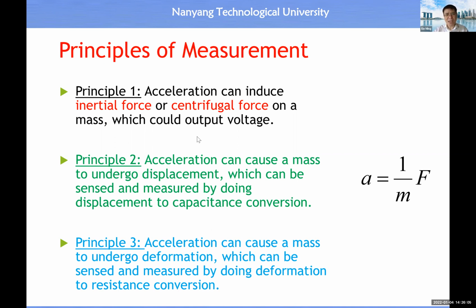The first one is to make acceleration induce either inertial force or centrifugal force on the mass, and on this special mass which could produce voltage, right?